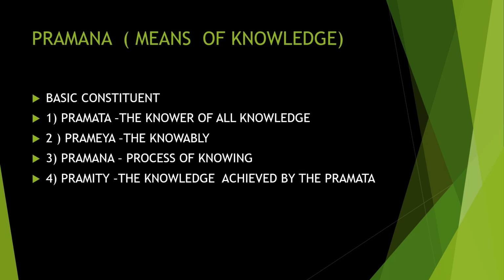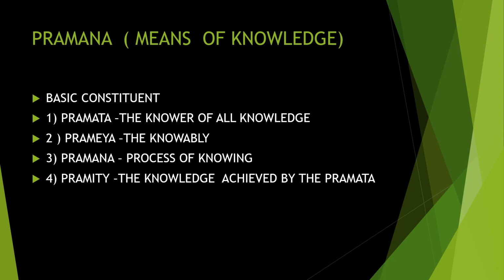Next is Pramana. Pramana is the means of knowledge. You know what means of knowledge is: we want to get an idea or get knowledge, and that is called Pramanas. What are the basic constituents of Pramanas? There are four major constituents of Pramana. The first one is Pramata. What is Pramata? It is the person who is knowing, the knower of all knowledge. The knower, the person who is taking in the knowledge, is known as Pramata.